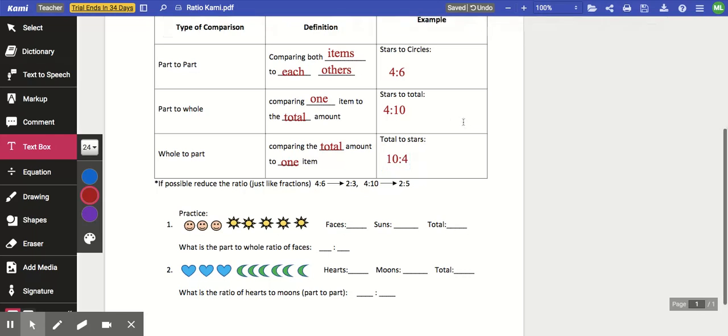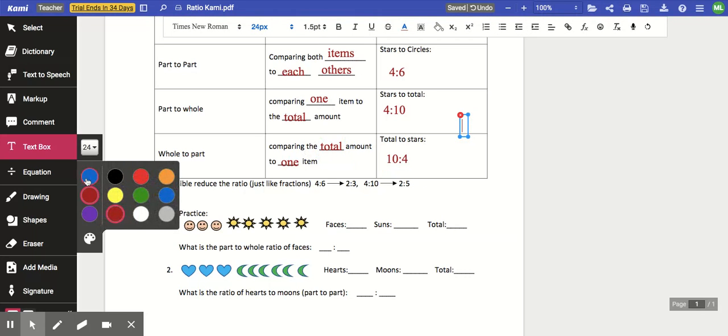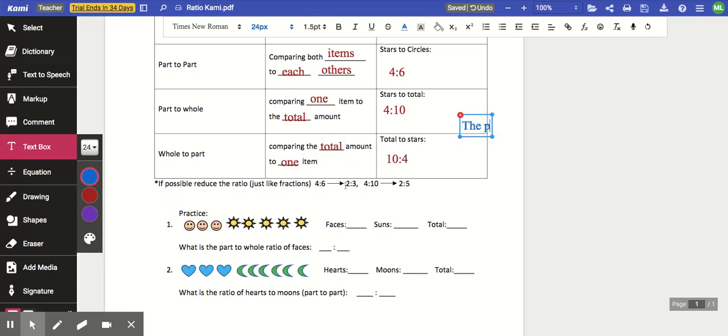Now you do have to remember, I'm just going to put a little note out here in blue, the order in which you write your ratio matters. When we're talking about ratio, the order in which you write it will matter. As you can see here, if we're talking about stars to total, our ratio is 4 to 10. But if you're talking about the total to the stars, it's 10 to 4. We have two different ratios.